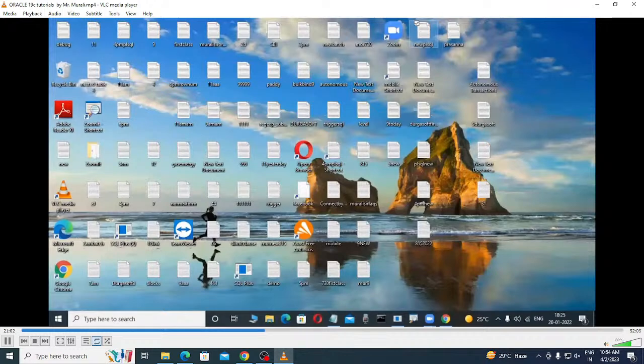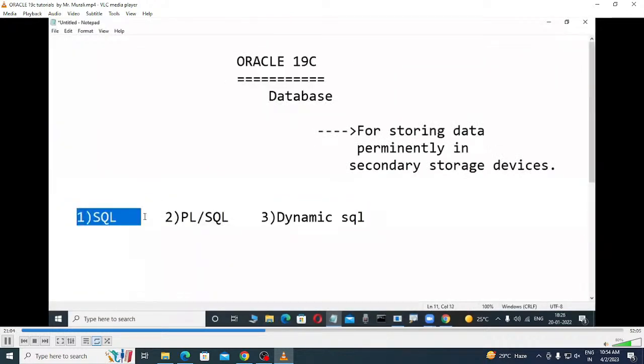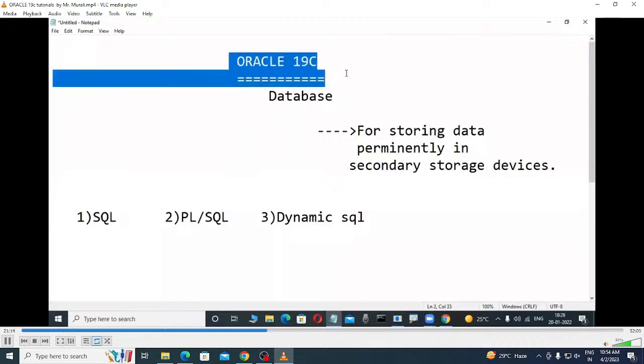Don't worry. That's why SQL language we are learning first. After that, you get some knowledge, and then only are you learning about PL/SQL. Through these two languages, we are operating this Oracle software. Okay? And now check it out.